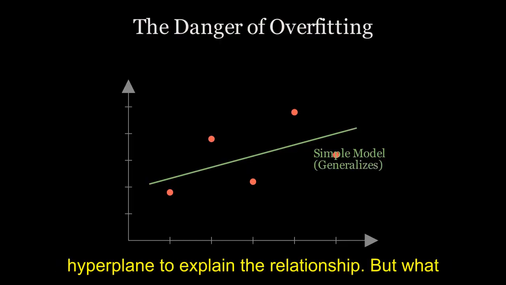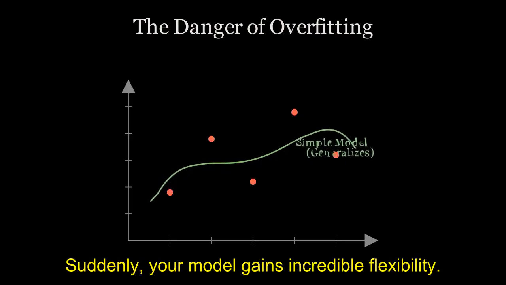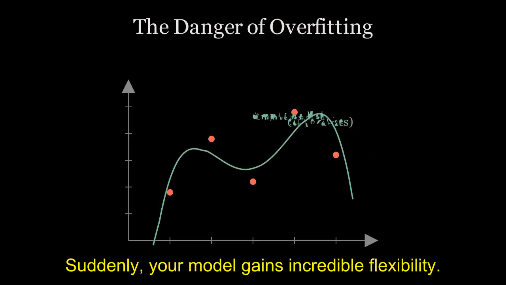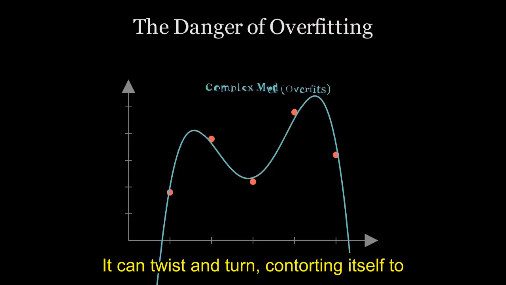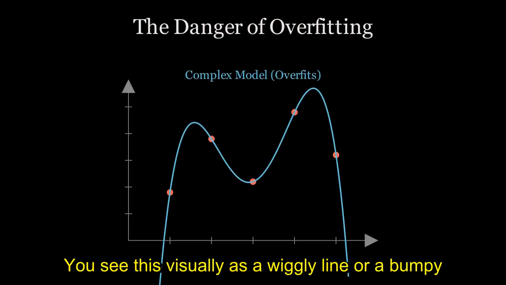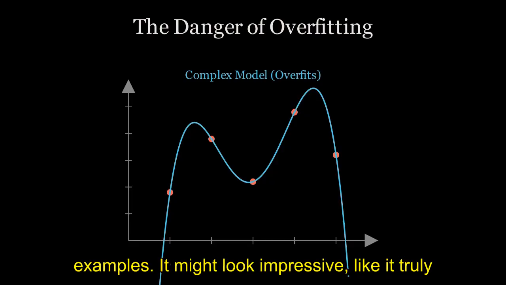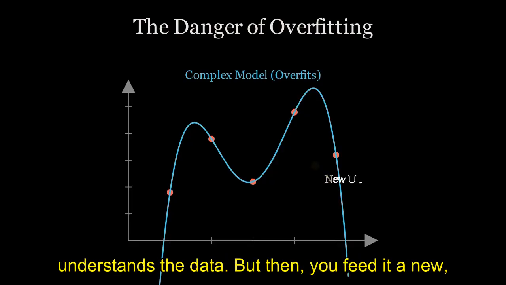explain the relationship. But what happens when you have hundreds, or even thousands, of these features? Suddenly, your model gains incredible flexibility. It can twist and turn, contorting itself to perfectly fit every single data point you provide. You see this visually as a wiggly line or a bumpy surface that perfectly hugs all the training examples. It might look impressive, like it truly understands the data.